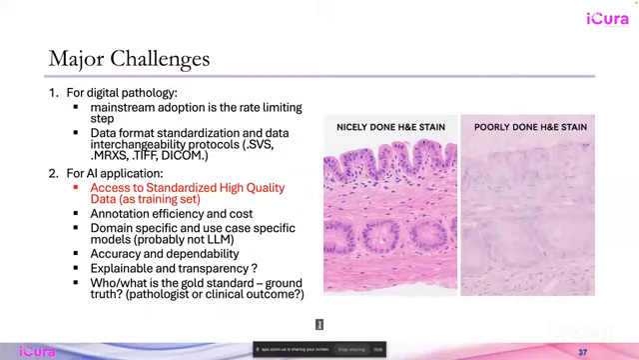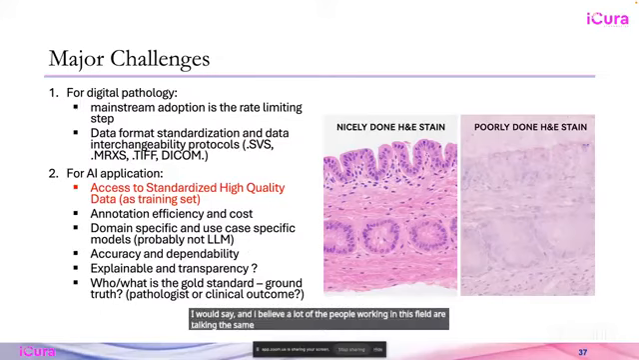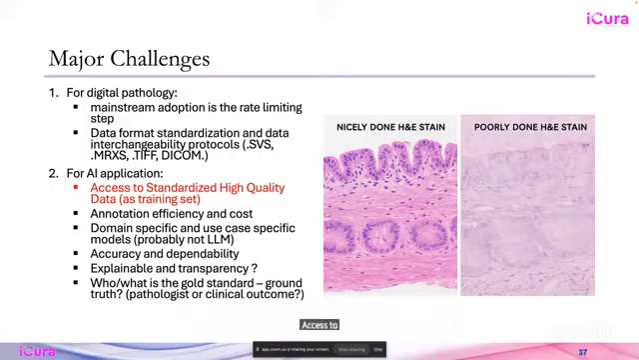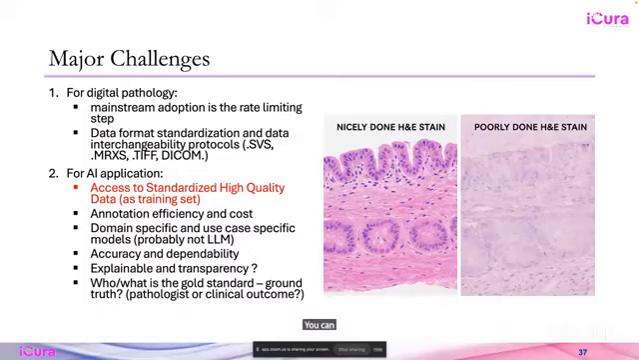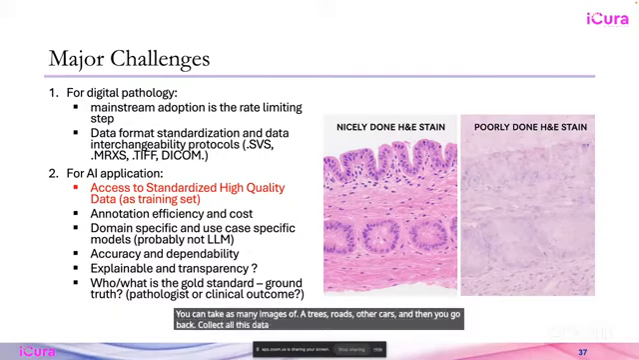I would say, and I believe a lot of the people working in this field are saying the same thing. Access to standardized, high quality data is super limited, right? If you're training an automatic driving AI, you can go out on the street, drive your little van, and put a camera on the top. You can take as many images of trees, roads, and other cars, and then go back and collect all this data to train your AI, because nobody is going to charge you for taking those data, right?